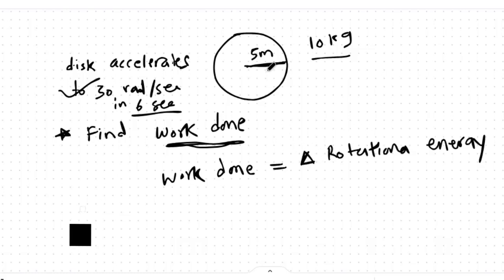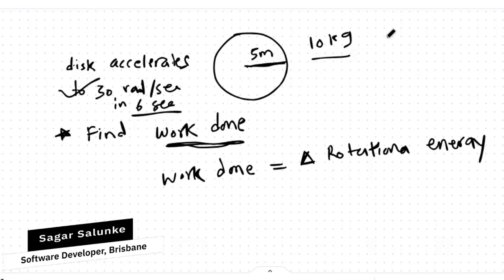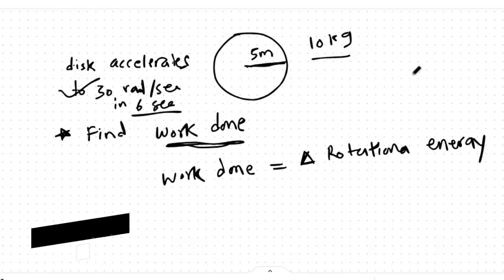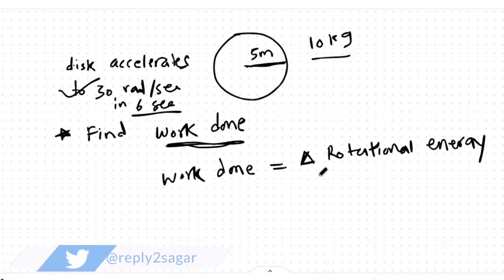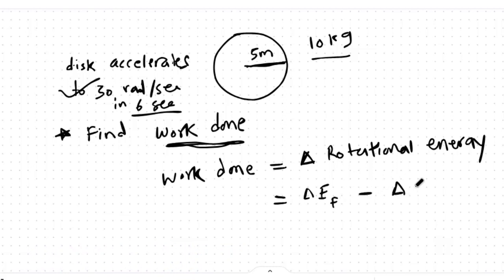The disk is not making linear motion, it is just doing a rotational motion, okay? And that's why we don't have to consider the kinetic energy because of linear motion. We have to just consider the kinetic energy due to rotational motion, so let us call it rotational energy. If you find the change in the rotational energy, then we will be able to find the work done. So we will have to find the final rotational energy, and then subtract from it the initial rotational energy.